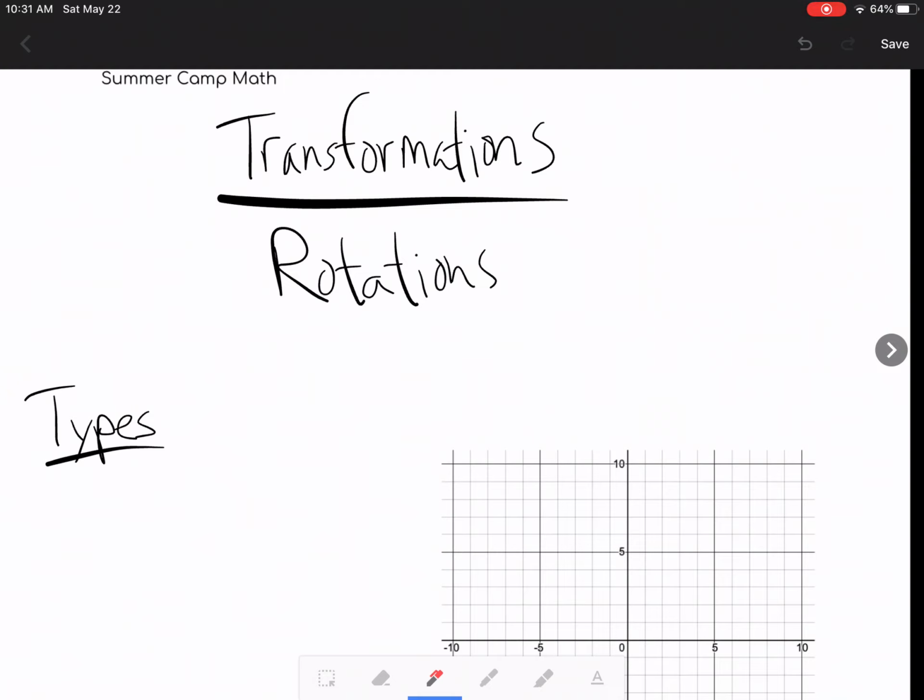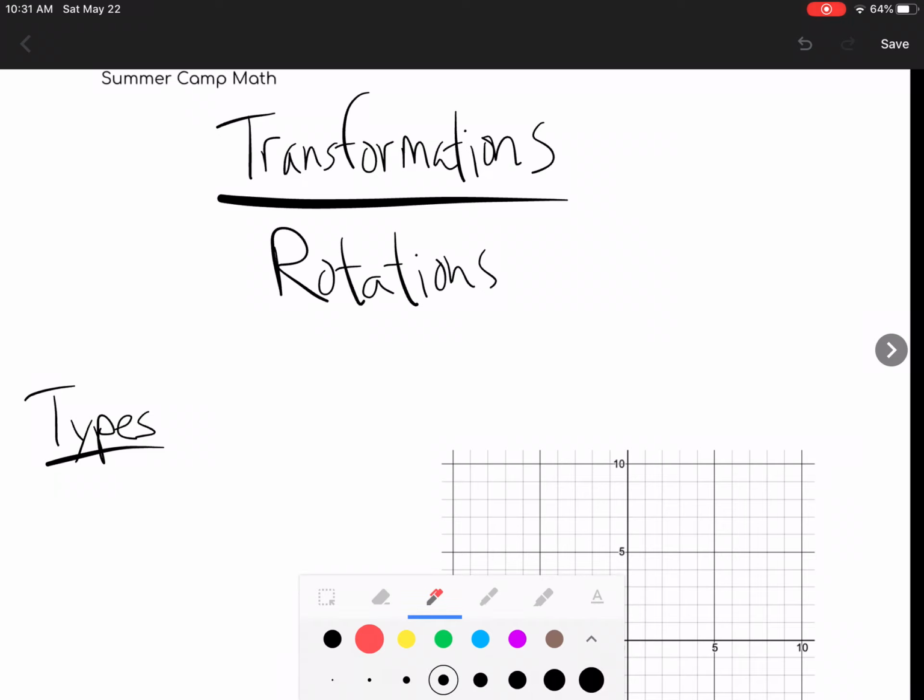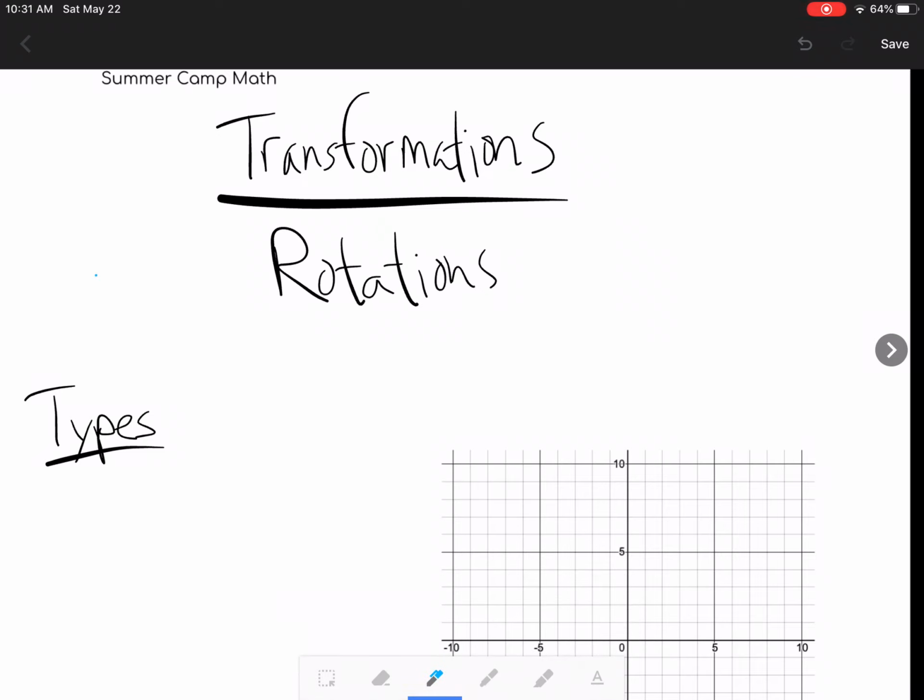Today, this video is going to be about transformations, the rotations. Now, rotations can be kind of tricky, but it boils down to just knowing some of the rules. Now, when we're doing rotations, we're spinning. And when you spin, you can go left to right, or you can go right to left. And we'll talk about what those are called in a second.